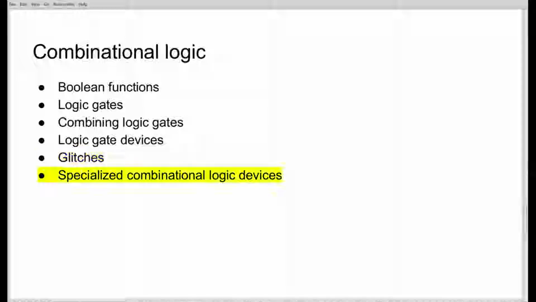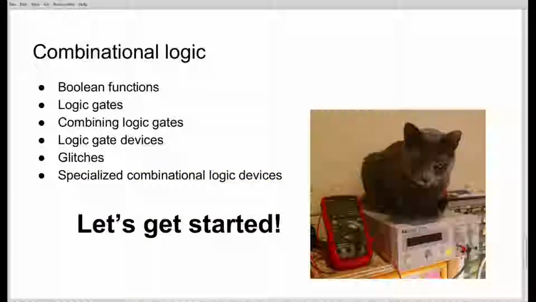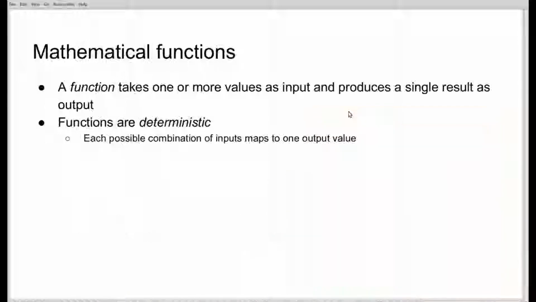propagation delay. And then finally, we'll talk about some of the specialized combinational logic devices that are available, things like encoders and decoders and multiplexers that don't do anything that you couldn't do with some combination of basic logic gates, but do so in a single integrated circuit rather than a large number of integrated circuits. Let's get started.